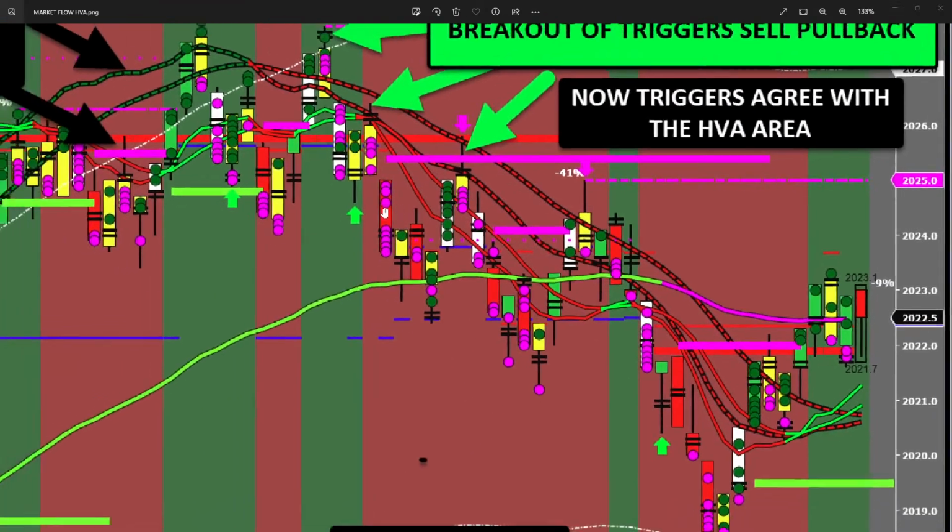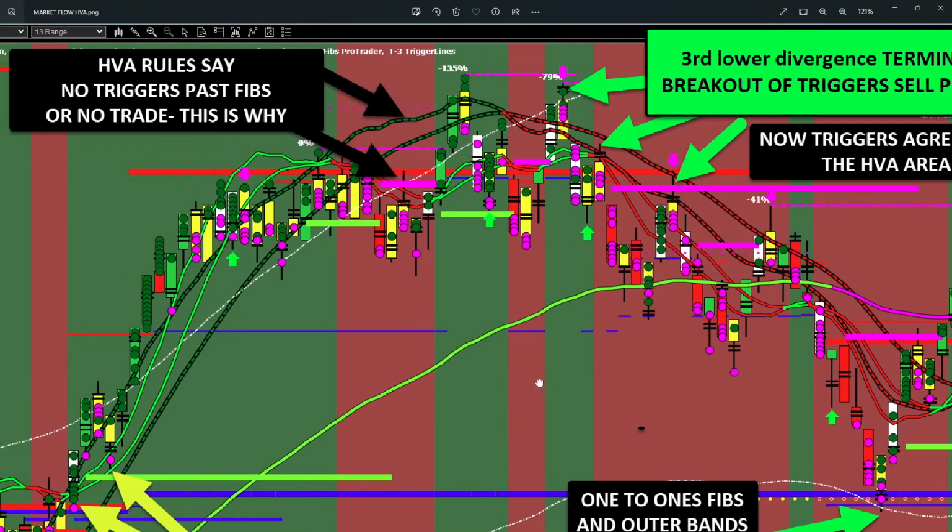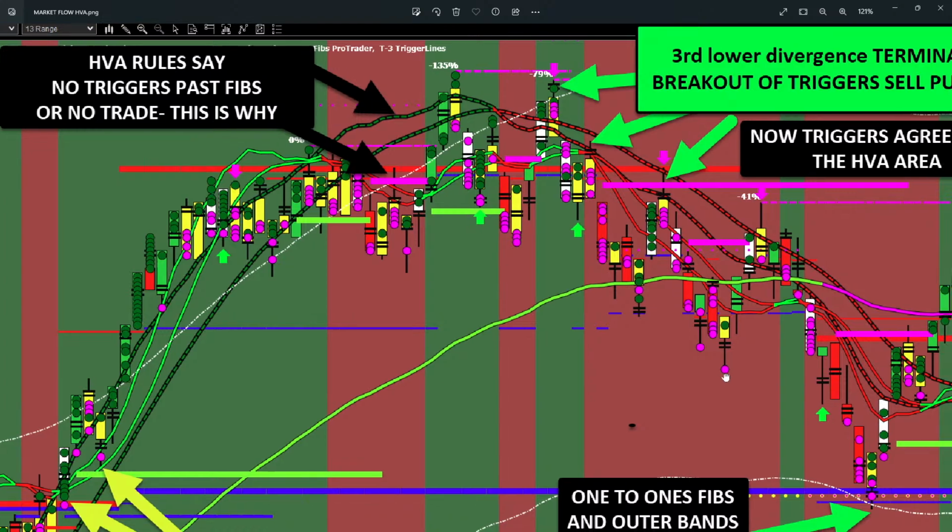But again, this was such a great example of, it's literally almost the same area and the same high volume line from left to right. The difference is the triggers. Trigger location and trigger direction is totally different.